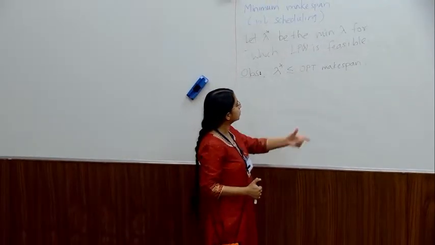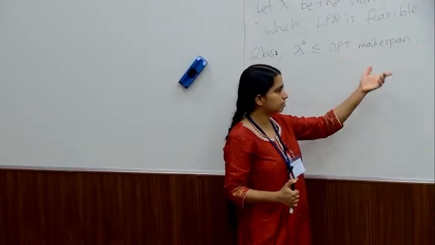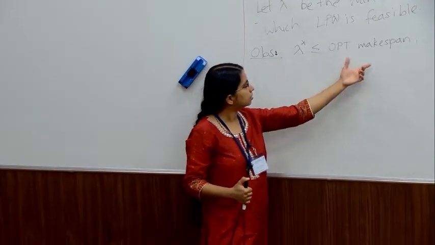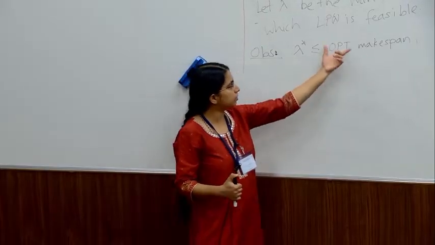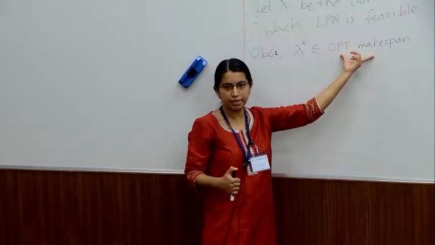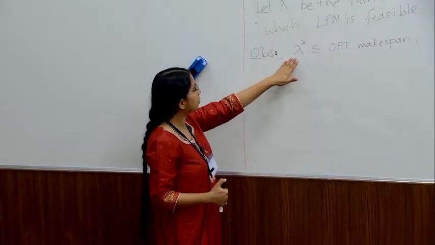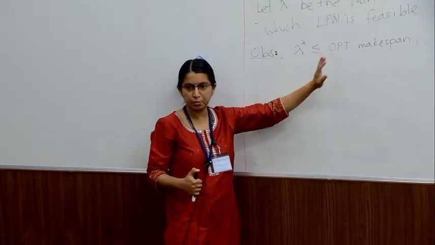Of course the optimal make span value is feasible because there is such an assignment. Since our LP has the freedom to assign jobs fractionally, it can possibly do better than the integral optimal make span. So lambda star will be less than or equal to the optimal make span.